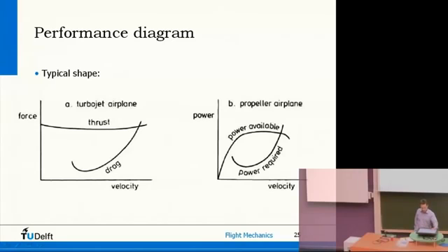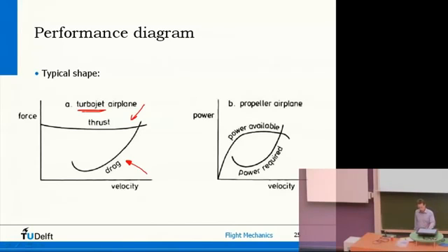The thrust, here I'm talking about a jet aircraft, and we discussed in the previous lecture that for a jet aircraft, if you keep everything the same, so the throttle setting, and you just vary airspeed, then the thrust of the engine won't really be affected. It will be more or less constant. So this is typically what a performance diagram looks like.